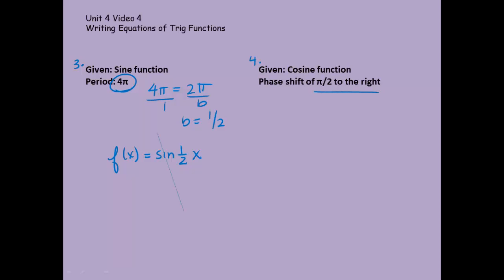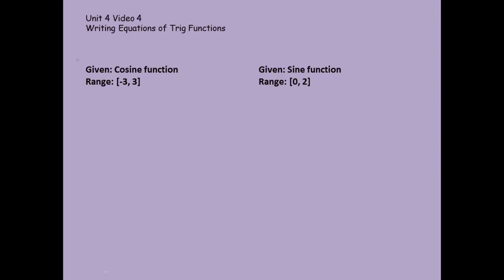There could be plenty of other things that happen to this graph, but I'm going to write the minimum that I have to. And so this is going to give me f of x equals, I know it's cosine, and if I have a phase shift, that goes inside of my parentheses. So I'm going to have x minus pi over 2, because subtraction means to the right. And that's all I can write based on this bit of information. Let's go on to the next one.